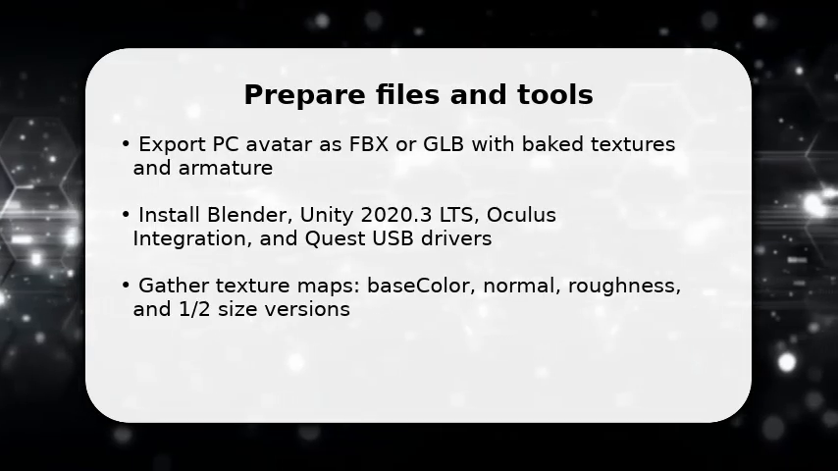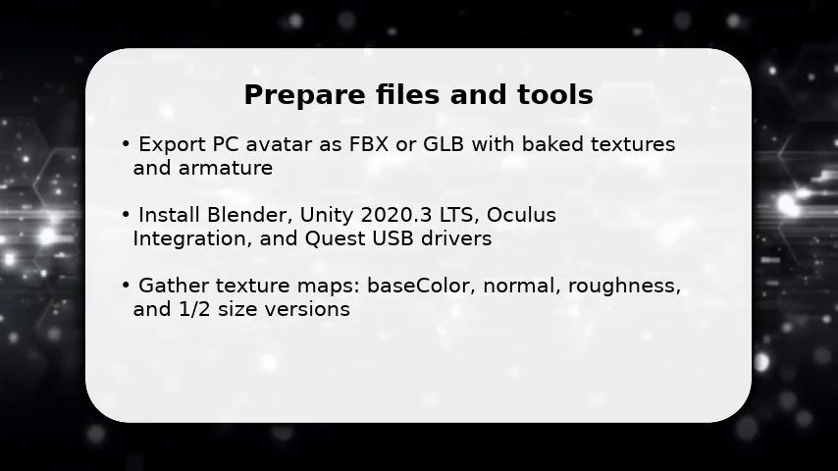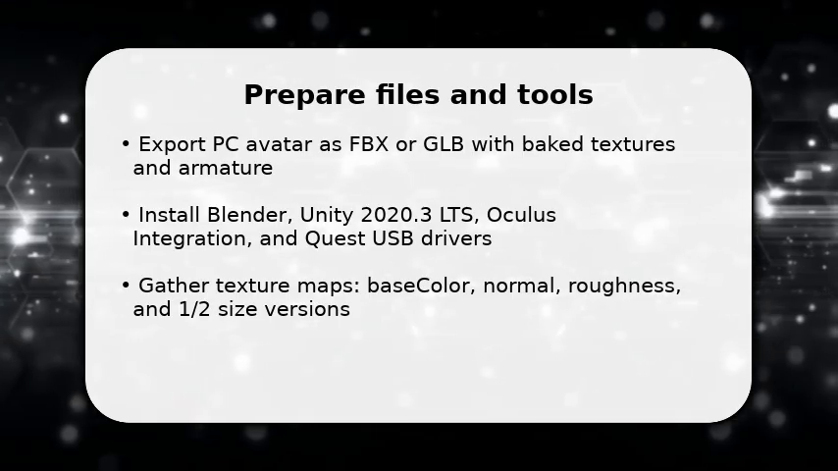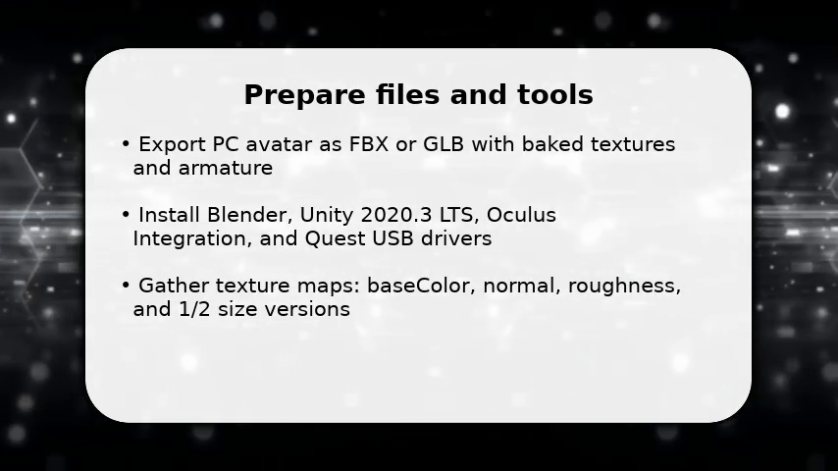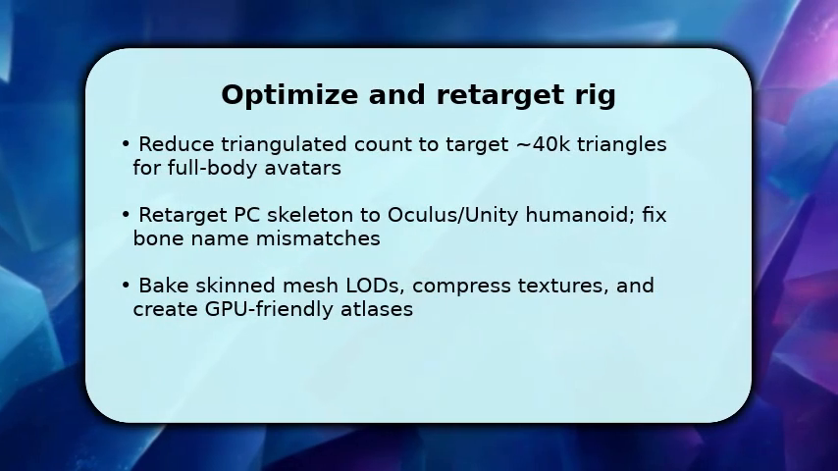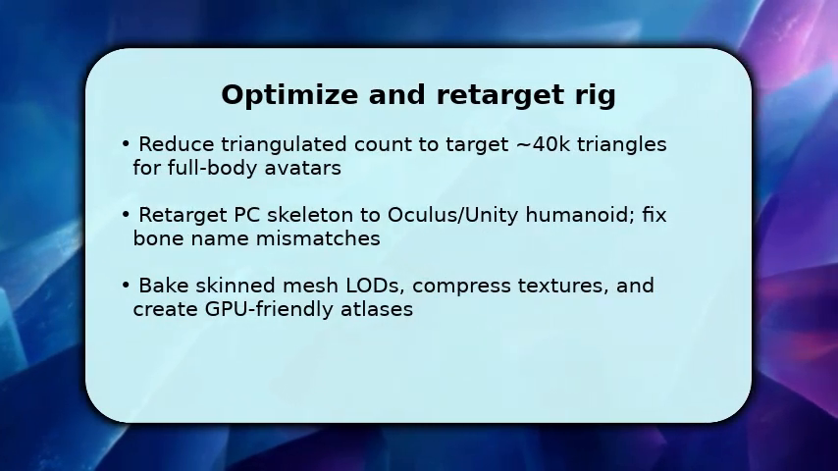You now optimize and retarget. Import your model into Blender or Unity and decimate meshes where silhouettes won't suffer. Retarget the PC rig to a humanoid avatar in Unity's rig settings, mapping hips, spine, head, and hands so standard VR, IK, and input work.